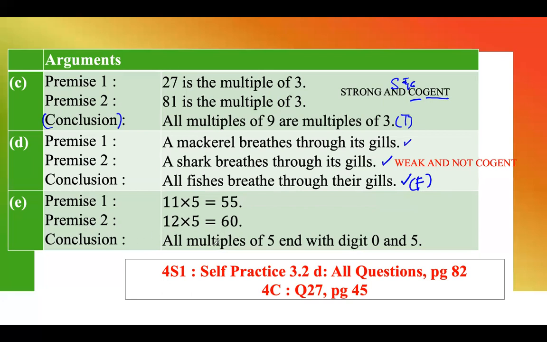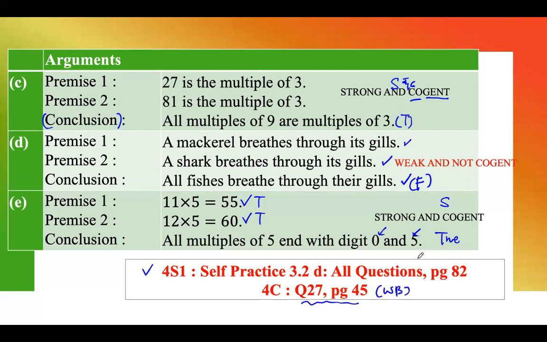So how about E? All multiples of 5 end with 0 or 5. This is definitely true. So it's strong. Cogent or not? 11 times 5 is 55, true. 12 times 5 is also 60, true. So this is strong and cogent. Okay, so you do the exercise for Science 1. Self-practice 3.2D, all the questions on page 32. And 4C, you do the question in question 27 and page 45 of the book.